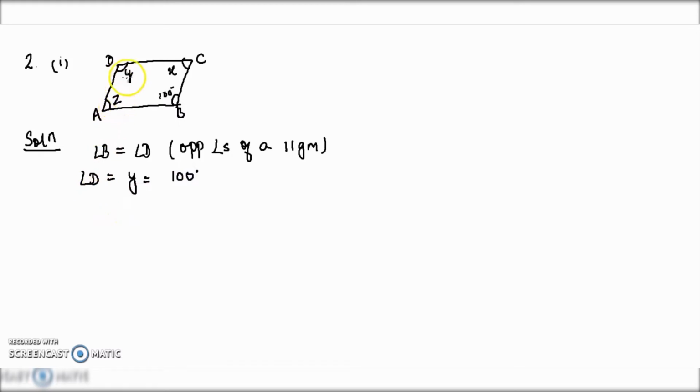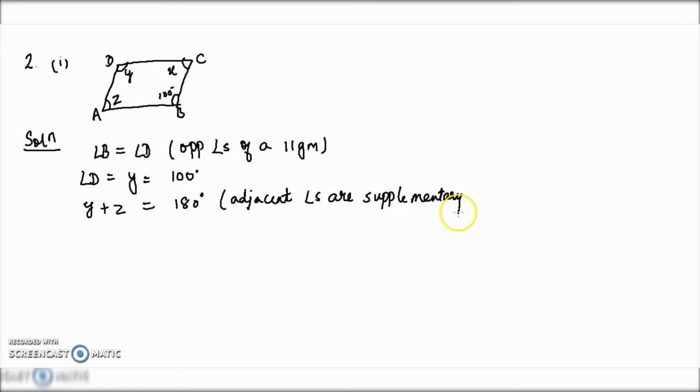Now Y and Z are supplementary angles because they are adjacent to each other. So Y plus Z is equal to 180 degrees. Reason: adjacent angles are supplementary, that is, they add up to 180 degrees. So Z must be equal to 180 minus Y, which is 180 minus 100. So Z is 80 degrees.